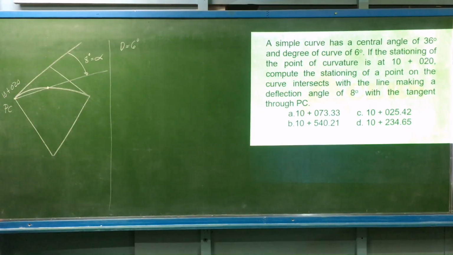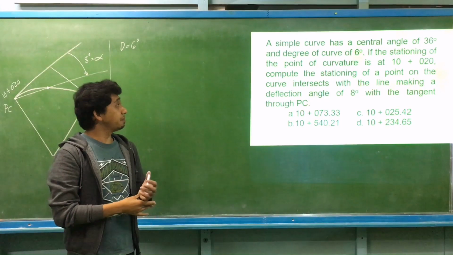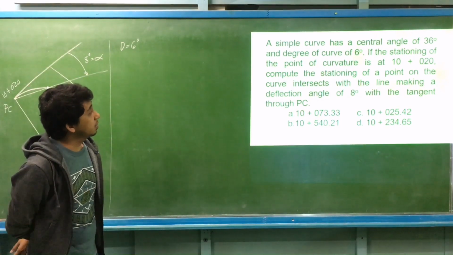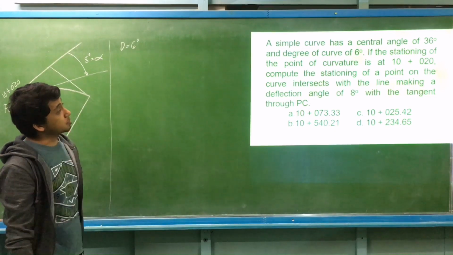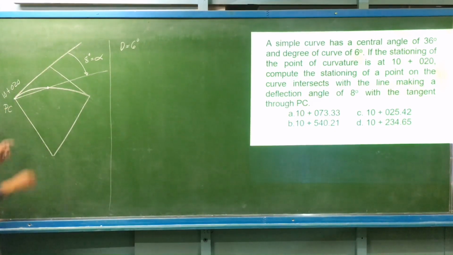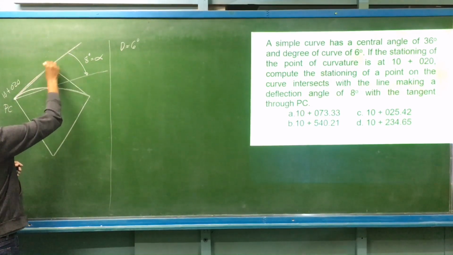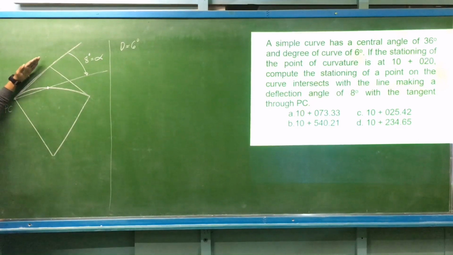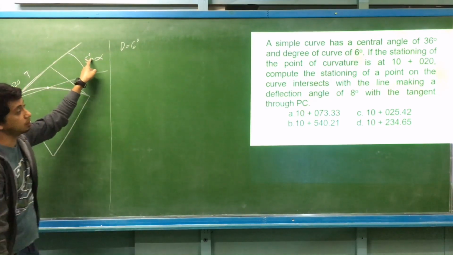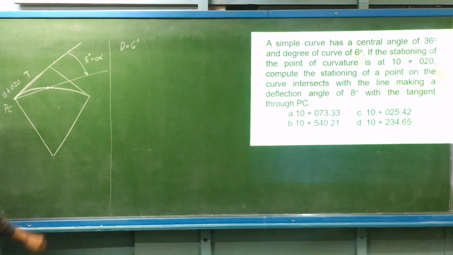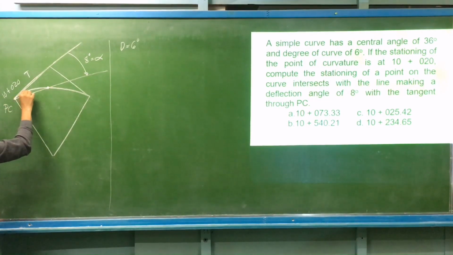Okay, so this is a simple curve. So a simple curve has a central angle of 36 degrees and the degree of the curve is 6 degrees. If the stationing of the point of curvature, or that is yung PC, yung stationing niya is at 10 plus 20, compute the stationing of a point on the curve intersects with the line making a deflection angle of 8 degrees. So with respect dito sa back tangent, gagawa tayo ng deflection angle, yun yung 8 degrees with the tangent through PC. So magkakaroon siya ng point of intersection with the curve.